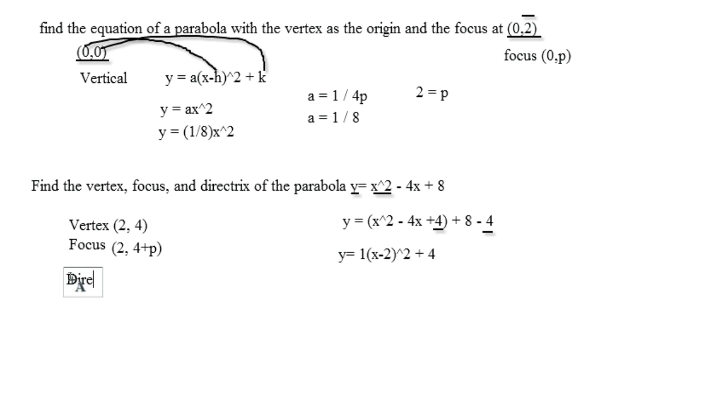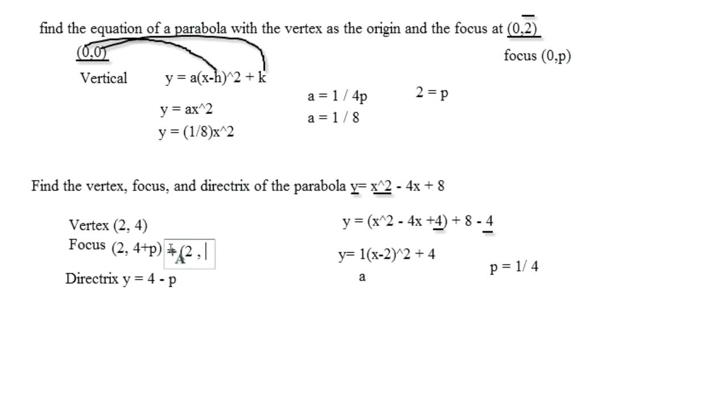And then the directrix is going to be y equals 4 minus p. So if I find p, I can actually just plug those in. But if you notice, all I have is a. There's a formula at the bottom that says p is equal to 1 divided by 4a. So in this case, our a is 1, so this just turns into 1/4, so our p is 1/4. So guess what? I'm all done.